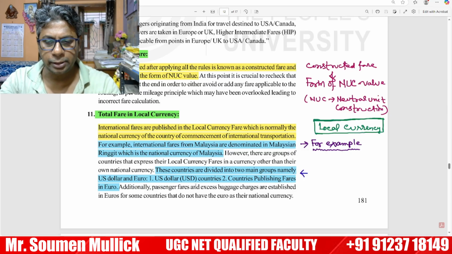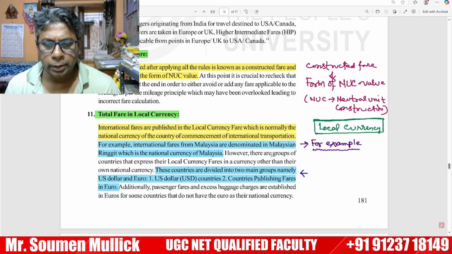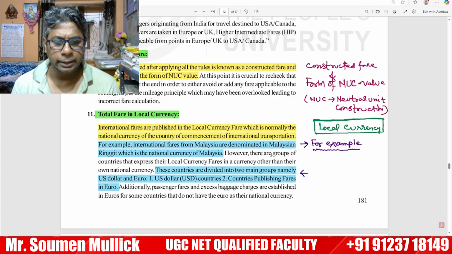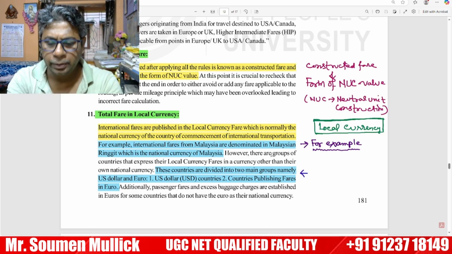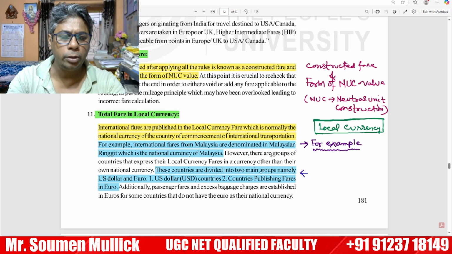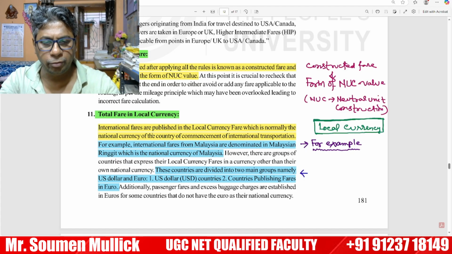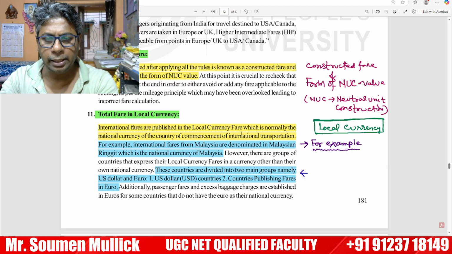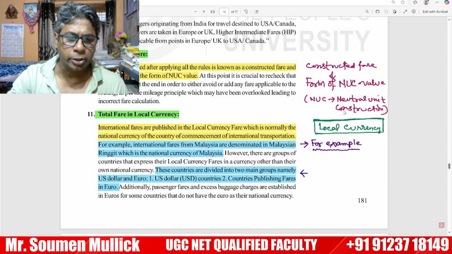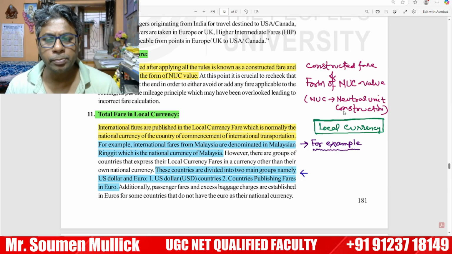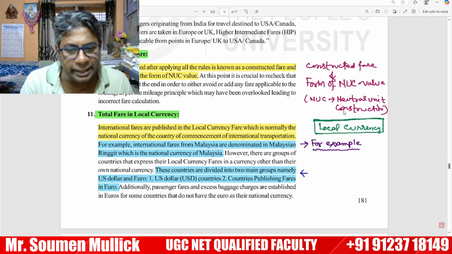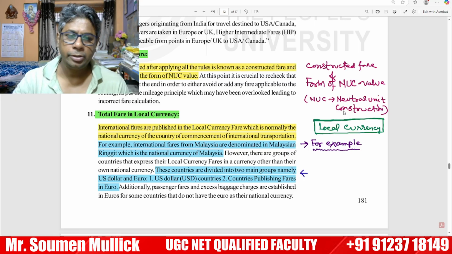These countries are divided into two main groups, namely US dollar or euro. US dollar countries, and two countries are publishing the fare in euro. There are a group of countries that express their local currency fare in a currency other than their own national currency. This is a very important point. International fares are published in the local currency fare, which is normally the national currency of the country of commencement of international transit, from where the journey starts.